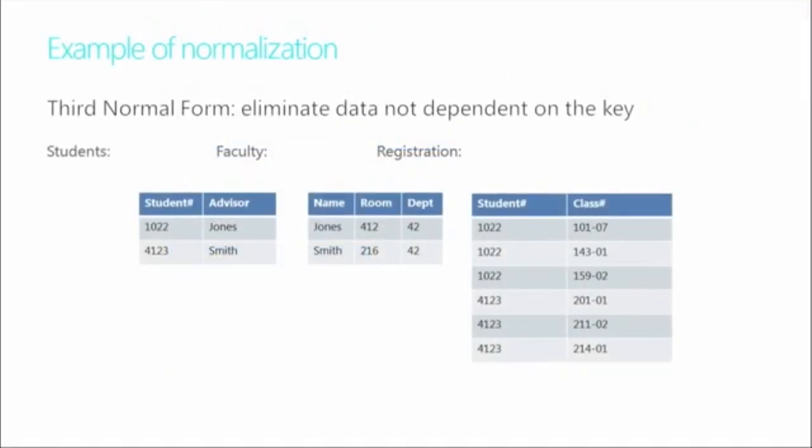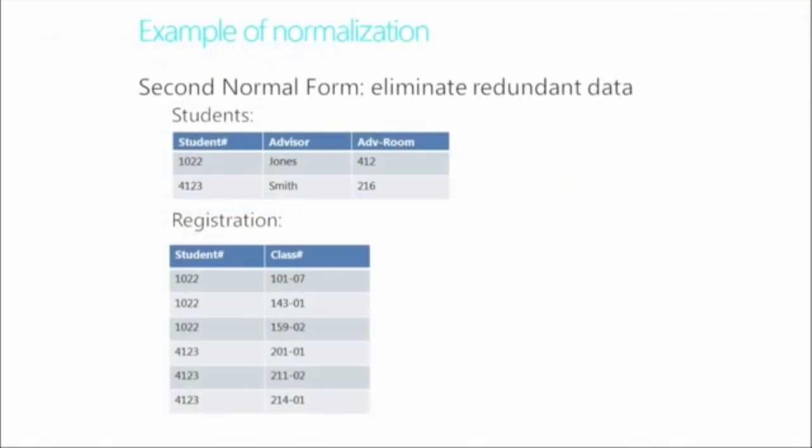Eliminate data not dependent on the key. Let me go back just 1 second here. We're going to see here that in the student we have 1022, we have the class number, but we have multiple rows, and you can see the students, that was under registration, excuse me. The students, we have student, advisor, and advisor's room.